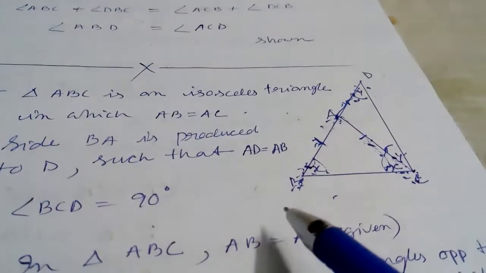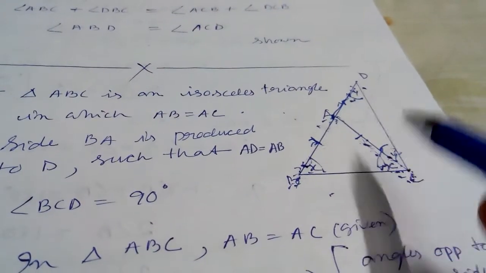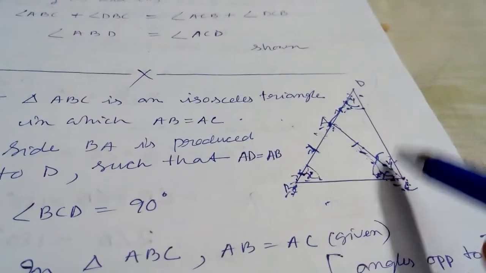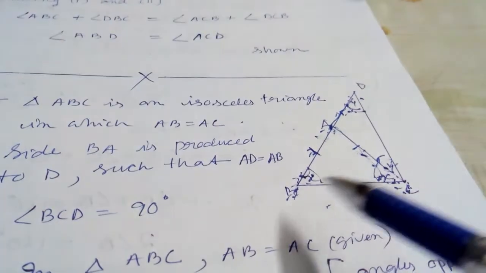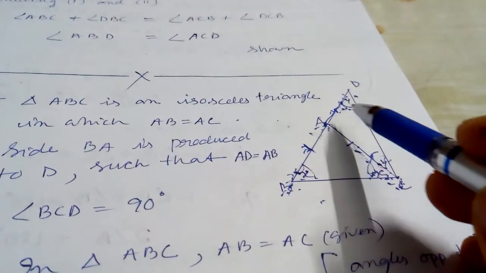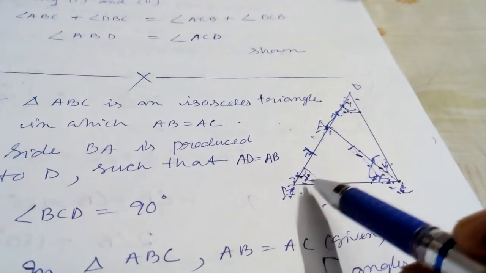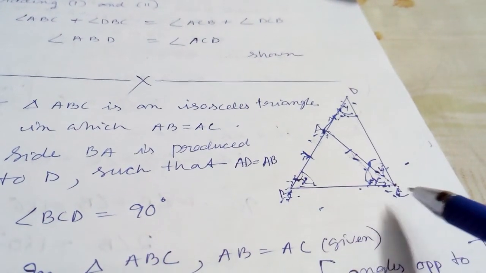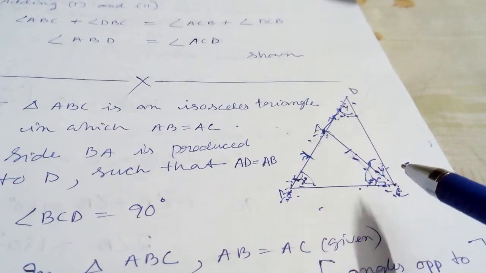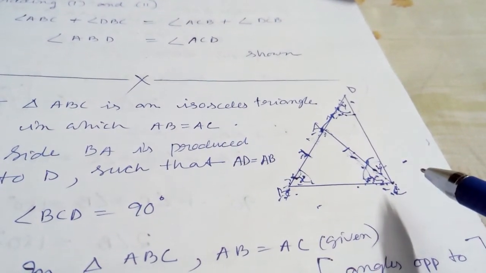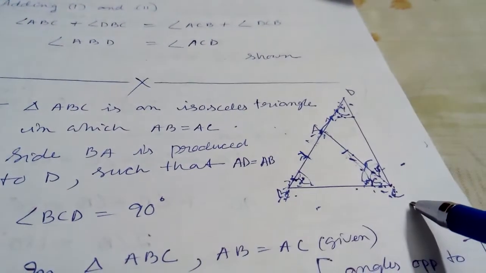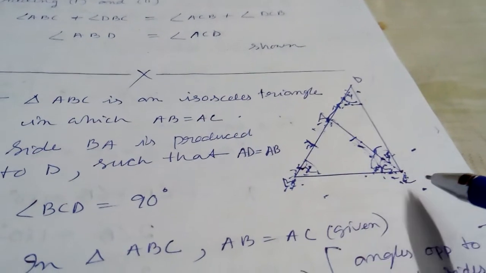Now in triangle BCD, angle B plus angle C plus angle D is equal to 180 degrees. Angle B, we write X. Angle C, X plus Y, plus angle D, Y, is equal to 180 degrees. So 2X plus 2Y is equal to 180 degrees. Now dividing both sides by 2, we get X plus Y is equal to 180 divided by 2, that is 90 degrees. Therefore X plus Y is equal to angle C. BCD is equal to 90 degrees. So we have proved the given condition.